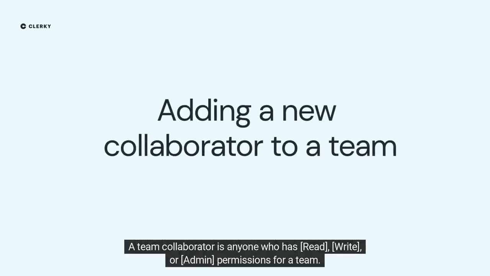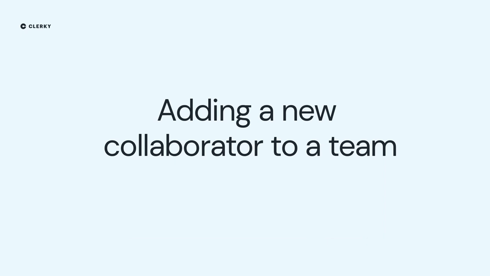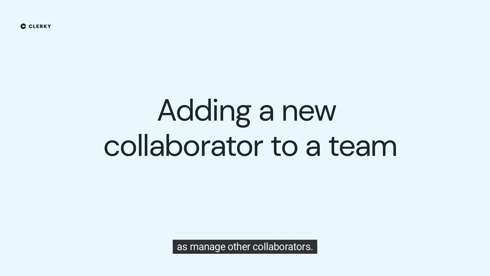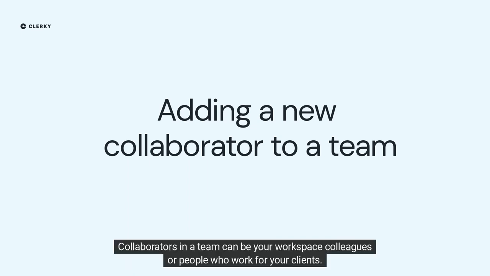A team collaborator is anyone who has read, write, or admin permissions for a team. Depending on their permissions, collaborators can view and create new document sets for a team, as well as manage other collaborators. Collaborators in a team can be your workspace colleagues or people who work for your clients.